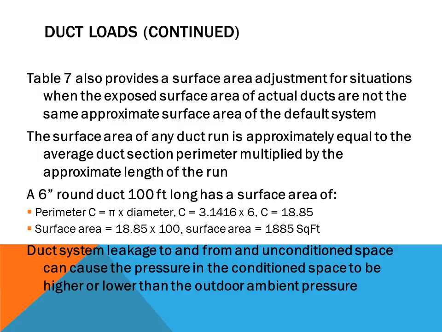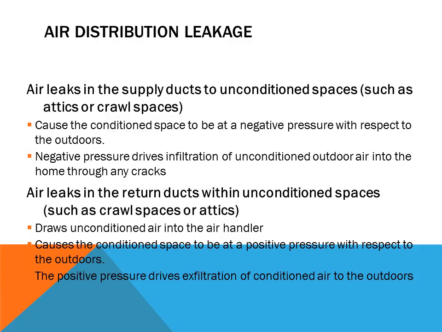So the duct system leakage to and from the unconditioned space can cause the pressure in the conditioned space to be higher or lower than the outdoor ambient temperature. As we look at the air leakages, things we have to consider when we run ductwork through non-conditioned space, we should seal up all the joints to keep from having leakages going into those areas. Of course, if it's a return duct, we have infiltration going into it, and if it's a supply duct, we would have exfiltration, air leaving the ductwork.